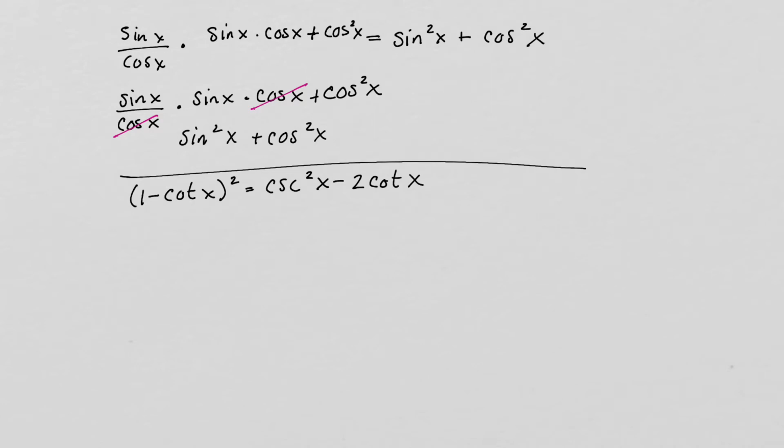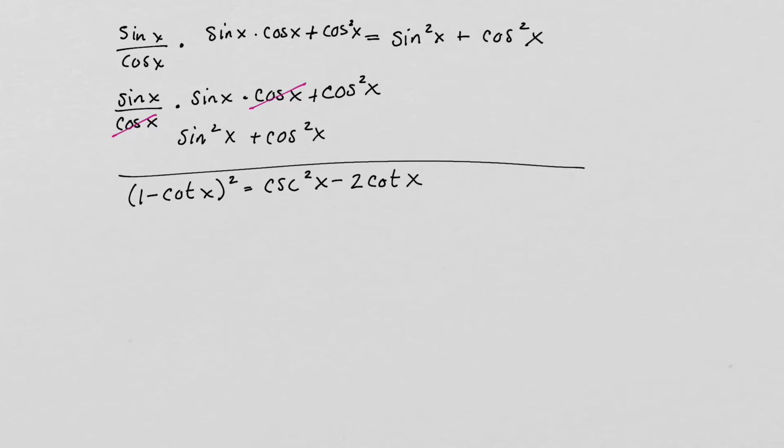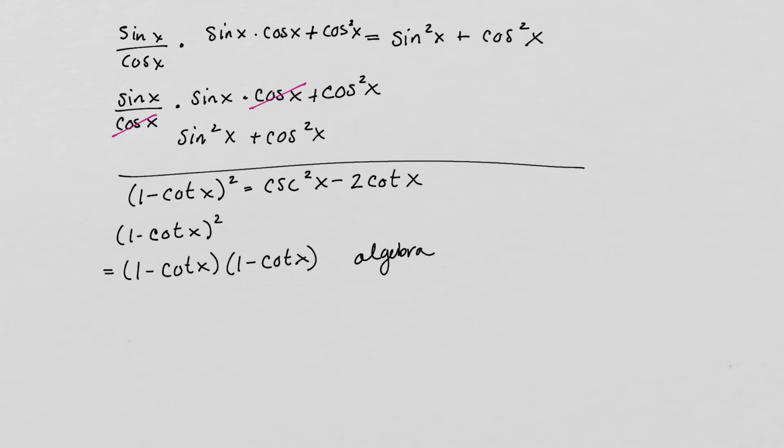Okay, so I would start with the left-hand side, right? On the left-hand side, you have 1 minus cotangent x quantity squared. And so the thing to remember is what that means. What that means is 1 minus cotangent x times 1 minus cotangent x. Right? And so all I did here was some algebra. Are you okay with that?